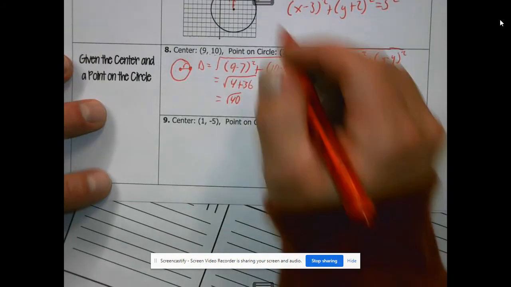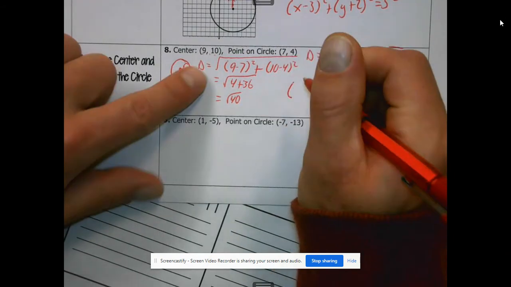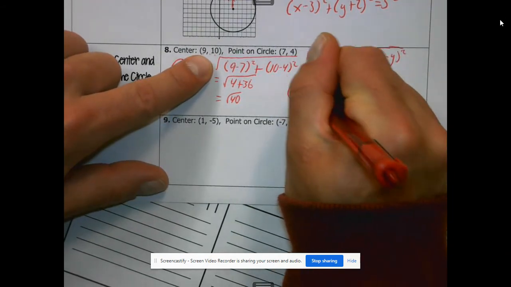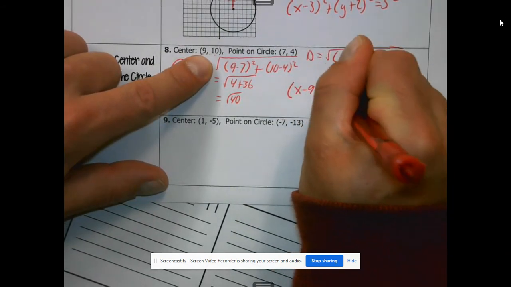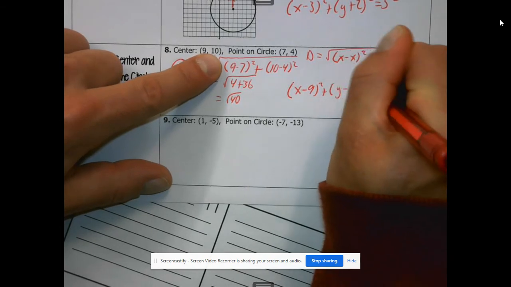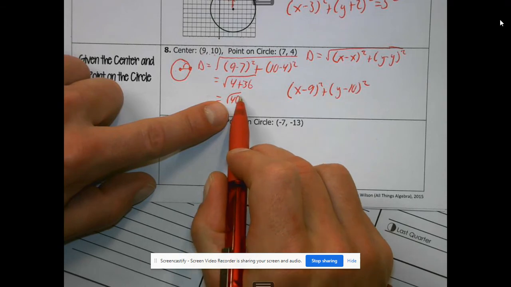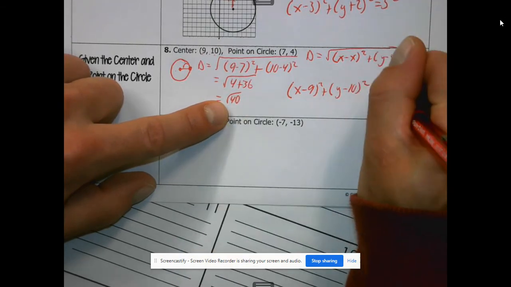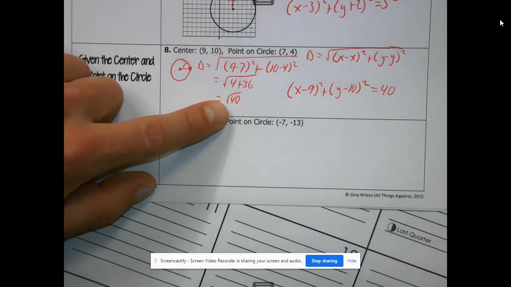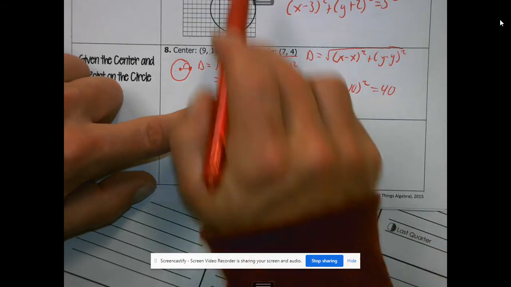All right, so equation. Center is 9, 10, so x minus 9 squared plus y minus 10 squared. And remember, when I square this radius, the square and the square root cancel out. It becomes just 40. They cancel out, just like numbers 5 and 6 up top.